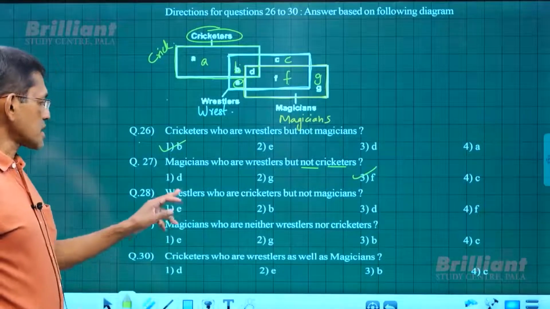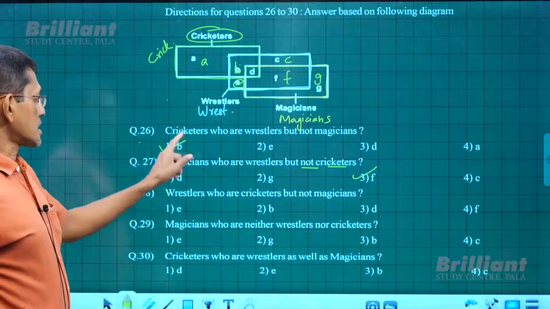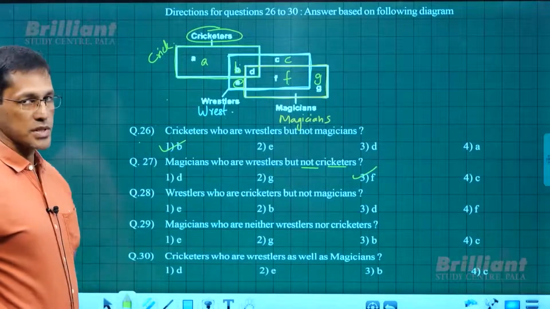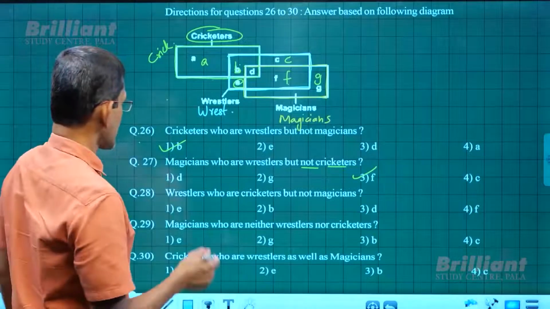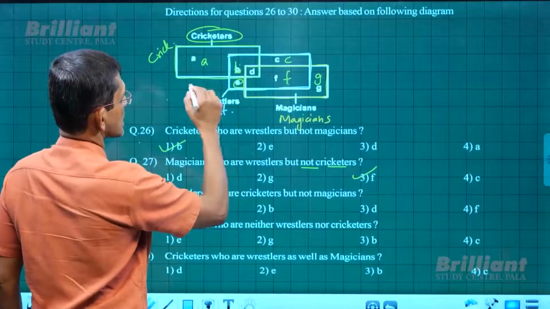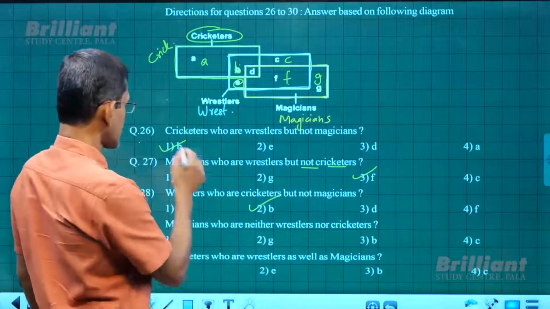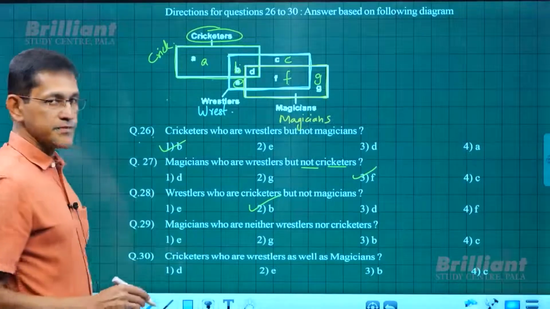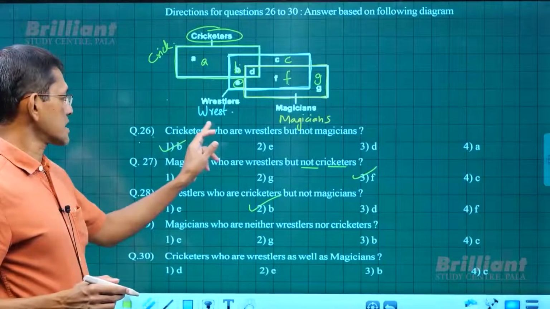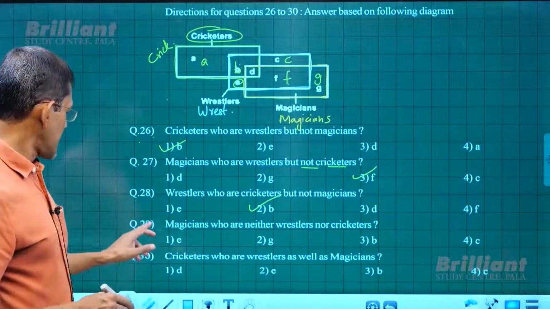Now next one, wrestlers who are cricketers but not magicians. Cricketers who are wrestlers but not magicians, and wrestlers who are cricketers but not magicians. It's pretty much a similar thing. Wrestlers who are cricketers, and who are not magicians. So we have to go for B, beta. See that? 26 and 28. The logic is same. The area is same. The wording of the question is slightly different. Cricketers who are wrestlers and wrestlers who are cricketers. Anyhow, that's the same thing.